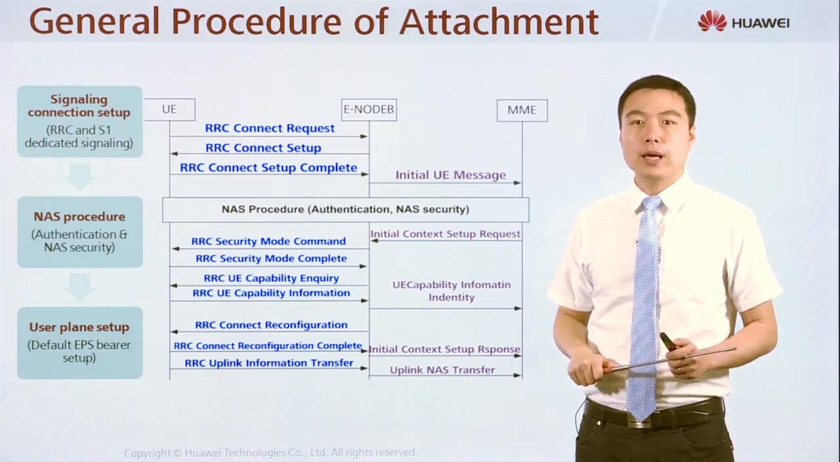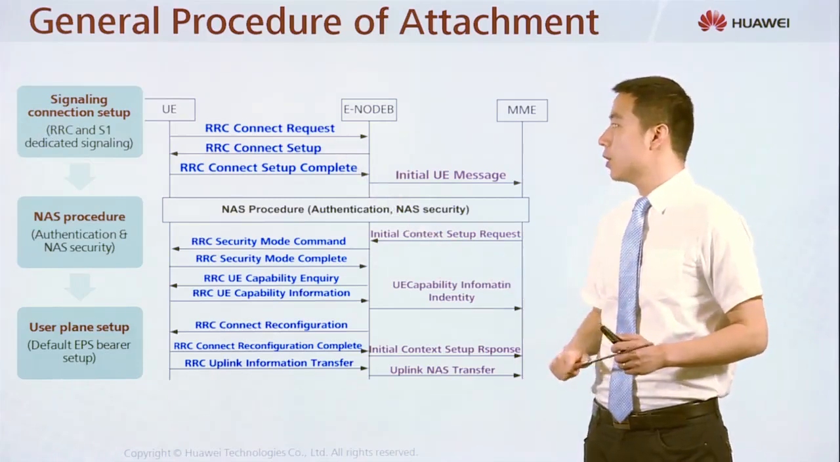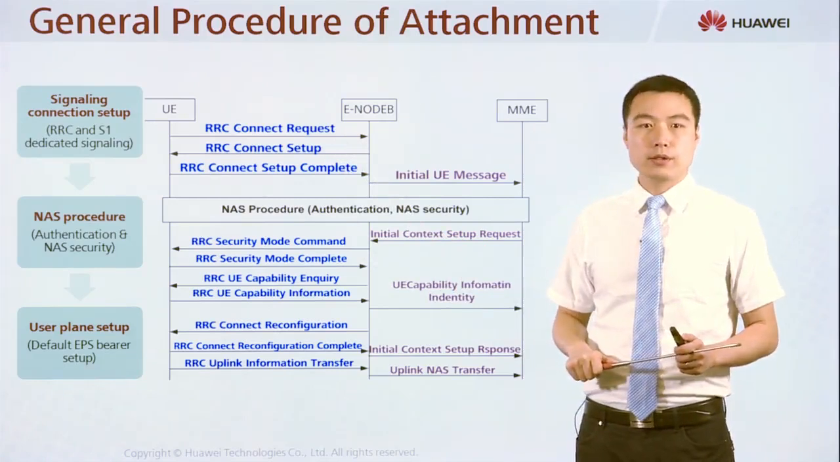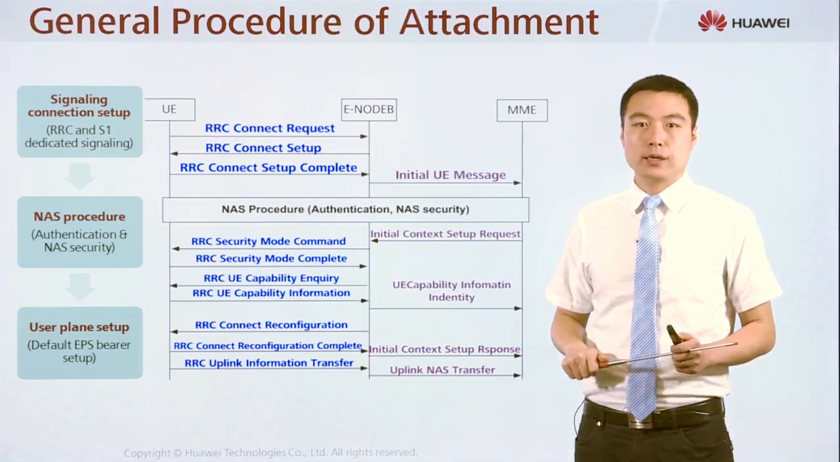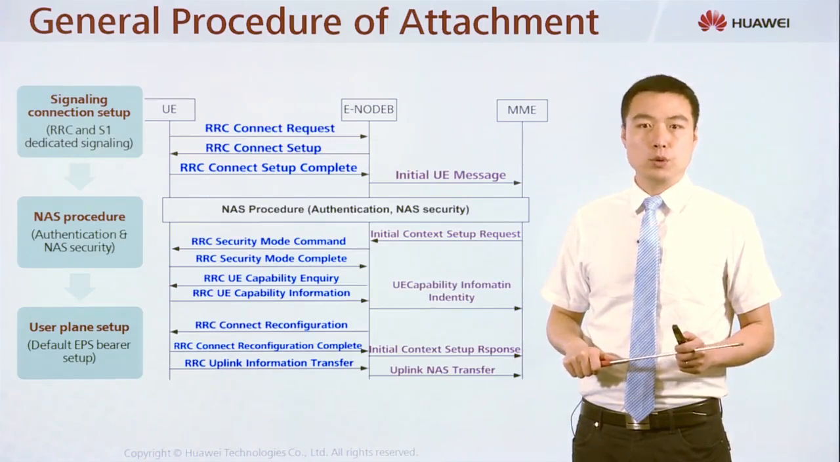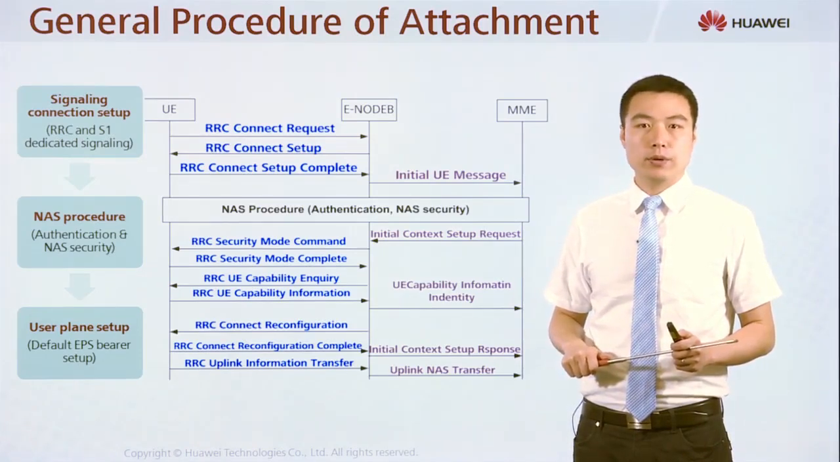After eNode B and UE already have this RC connection, we can send some other messages over this connection. This RC connection is just like a bridge across the air interface between the UE and the eNode B. After we set up a bridge, then we can send some messages and some traffic over the bridge.